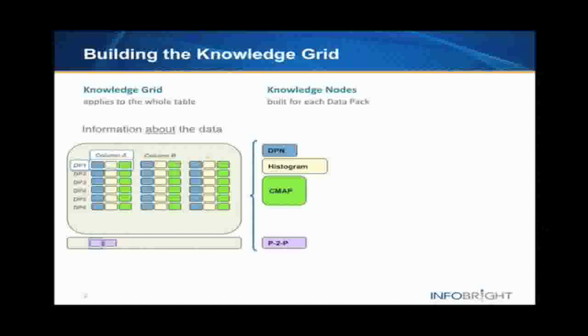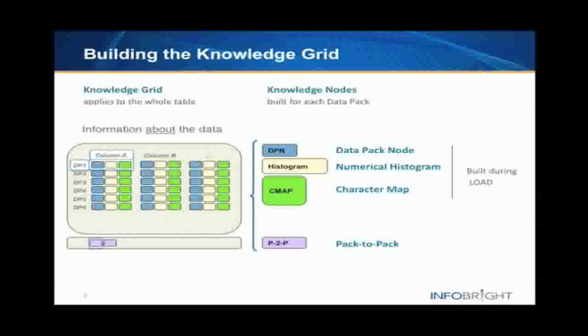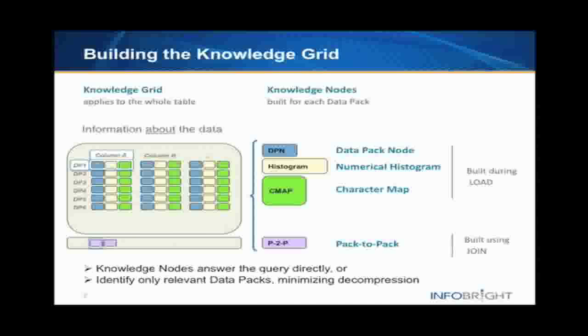3 of the knowledge nodes, called data pack nodes, numerical histograms, and character maps, are built for each data pack during the load. A 4th knowledge node, called a pack-to-pack node, is built when a join query is run. Because they contain summary information about the data within the table, the knowledge nodes are used as the first step in resolving queries quickly and efficiently by answering the query directly, or by identifying only relevant data packs within a table and minimizing decompression.